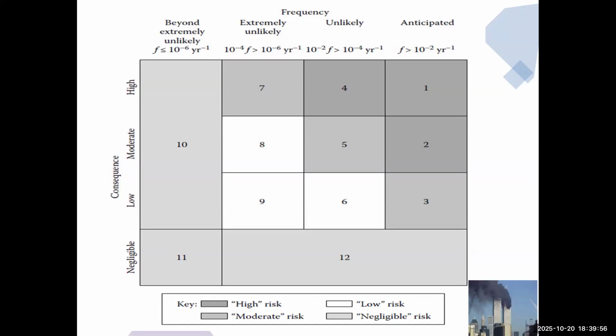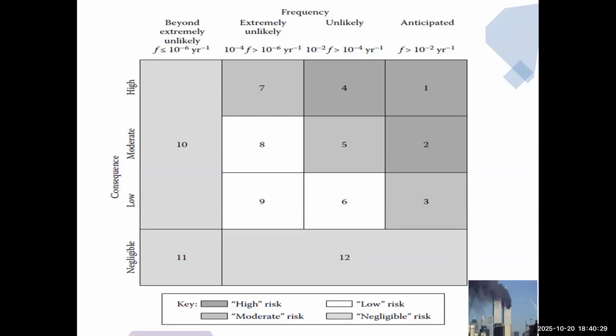On one axis, we have frequency, which answers the question of how likely. It ranges from events that are so rare, we consider them beyond extremely unlikely, perhaps a 1 in a million years event, to a very high frequency. This frequency, we call it anticipated, and it could happen multiple times a year.